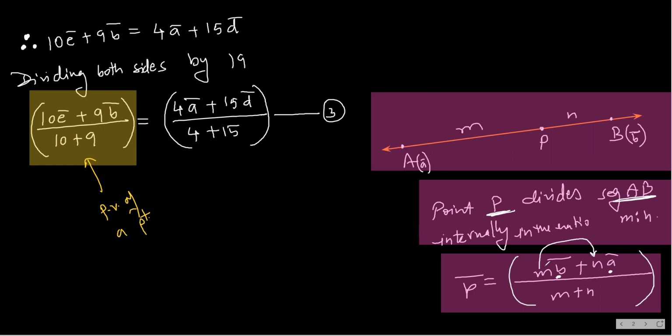So if it is AB, the ratio is M is to N. When you are saying the segment as AB, while writing the ratio, you go the other way. AB, so the ratio is M is to N. And if you had said segment BA, then you would say the ratio as N is to M. Okay.